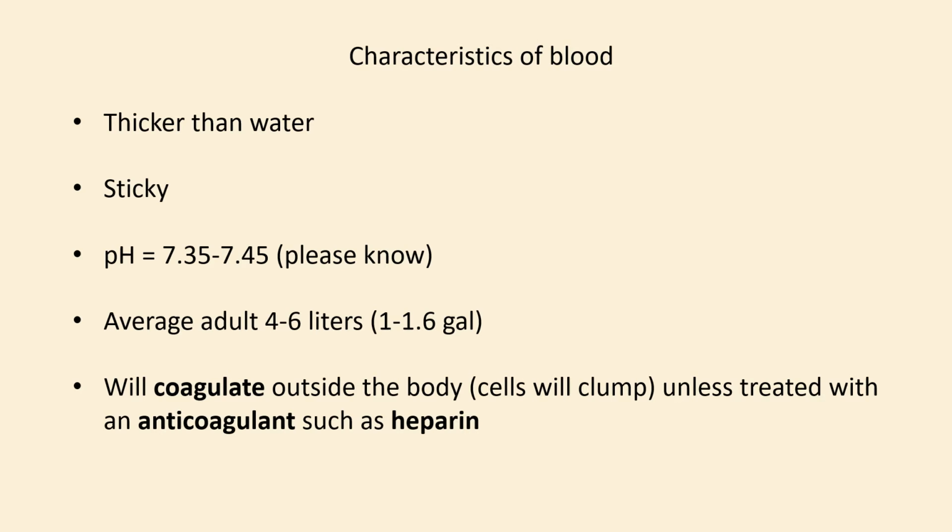And blood clots, it gets clumpy when it's outside the body. This is a very particular property of blood. And whenever we withdraw blood from the body, in order to prevent it from clotting or getting clumpy, we need to treat that blood with an anticoagulant. And one such anticoagulant is heparin.